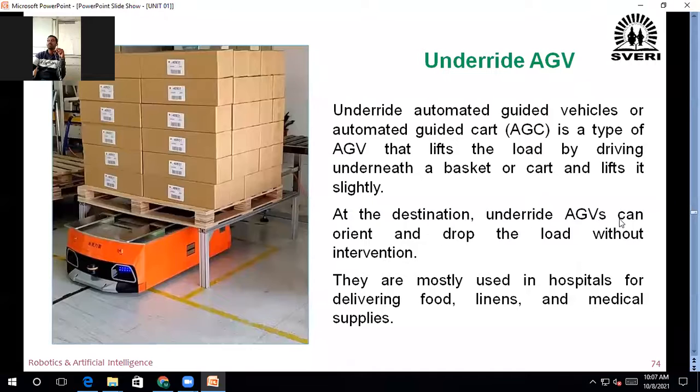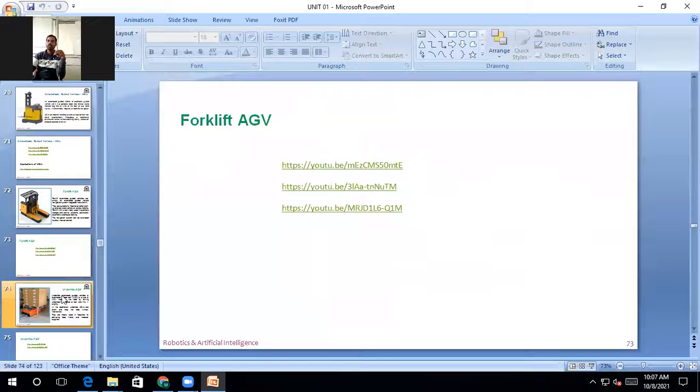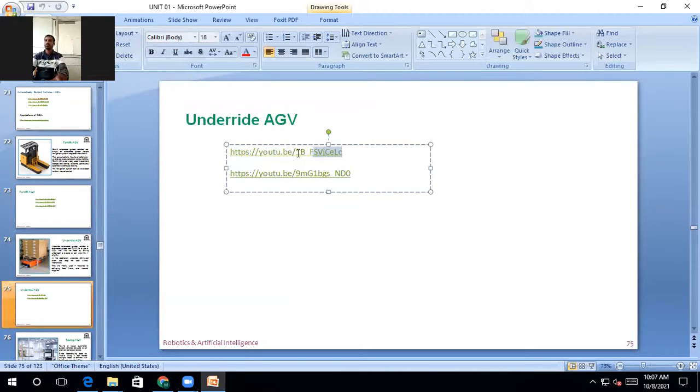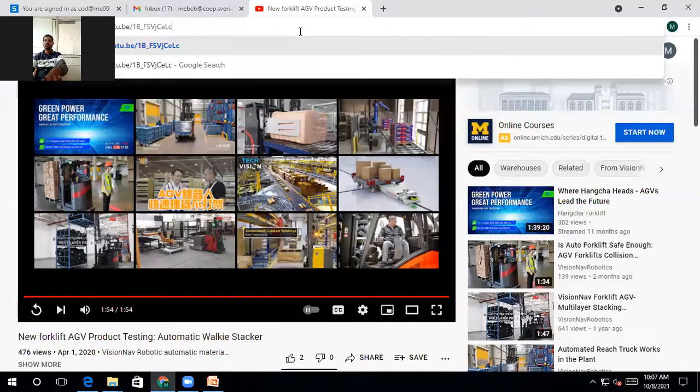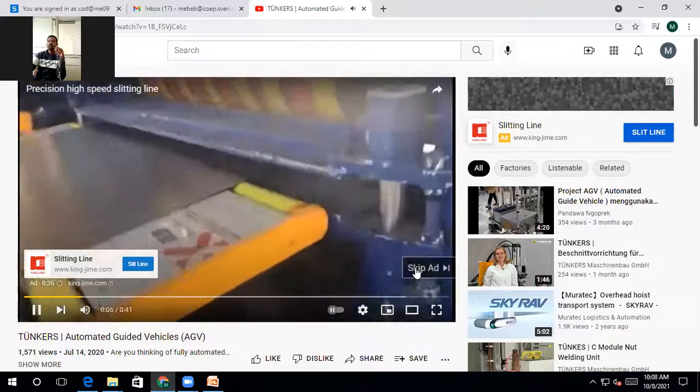At the destination, underride AGVs can orient and drop the load without intervention. They are mostly used in hospitals for delivering food, linens, and medical supplies. Now we will see that video. You can understand clearly how that underride AGV works. Again, it is one type of small vehicle. You can see this one.